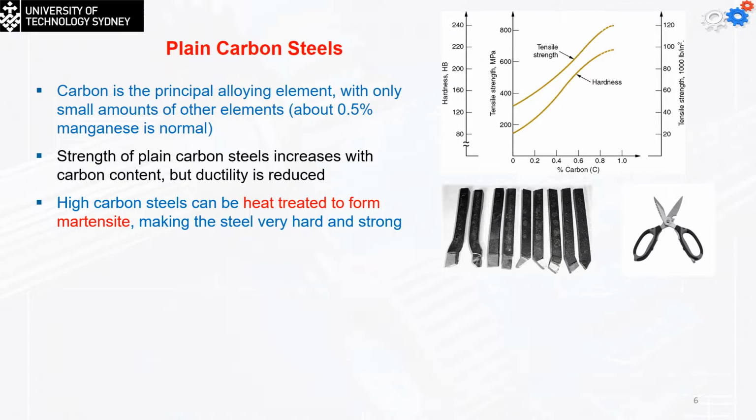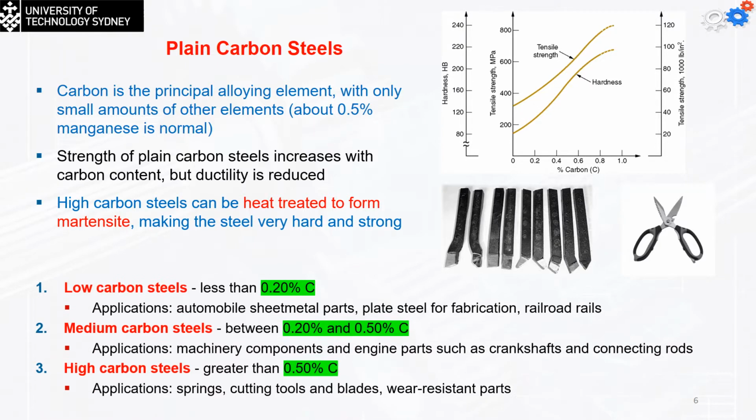Okay, now this is the highlighted one. So the heat treating to form martensite will increase the hardness and strength of the metal alloy. If I have low carbon steel, that means the percentage of the carbon is less than 0.2%. The applications of that are automobile sheet metal parts, plate steel for fabrications, and road rails.